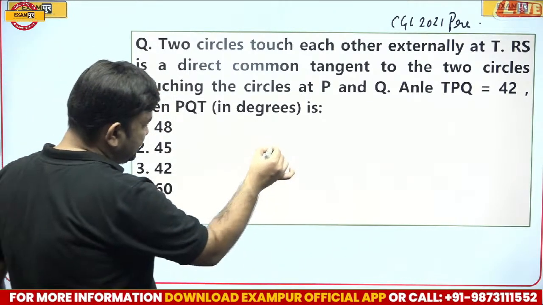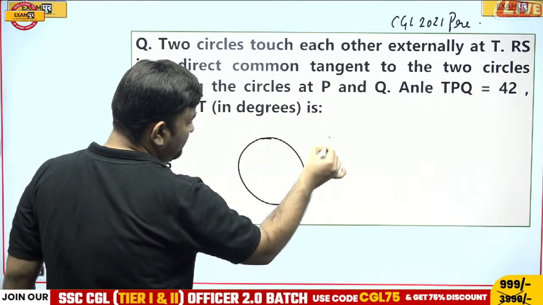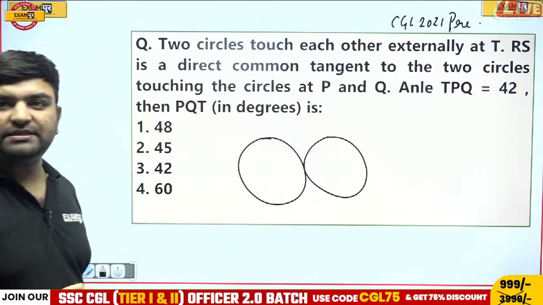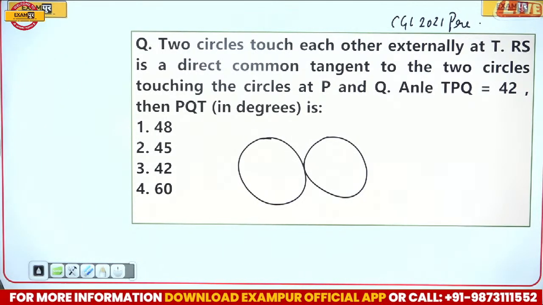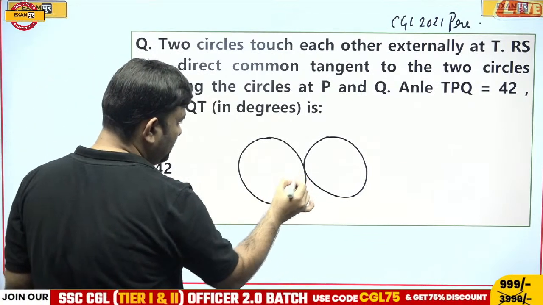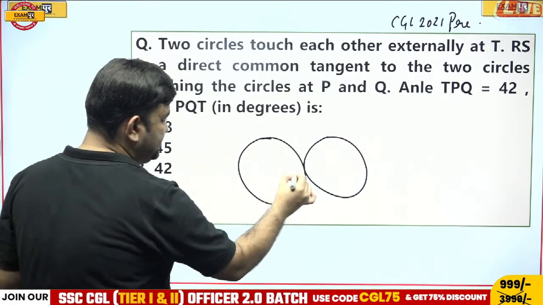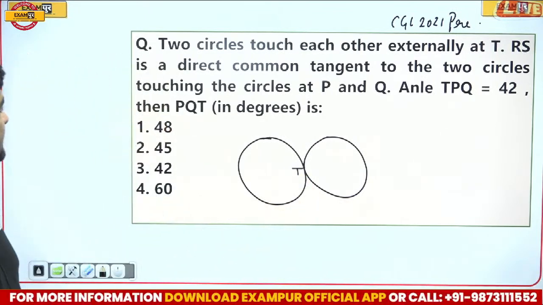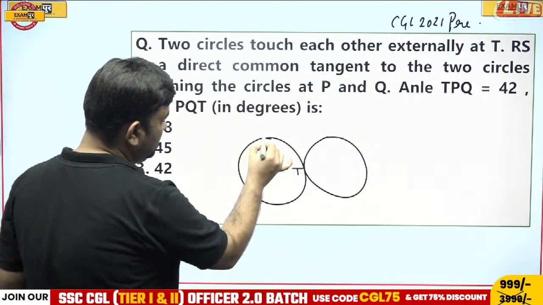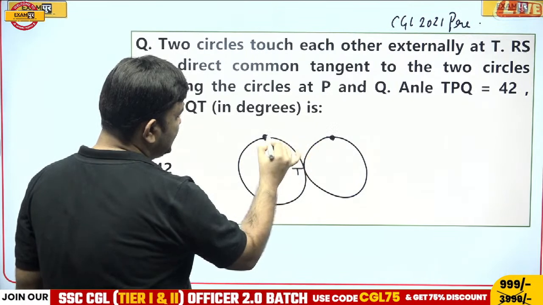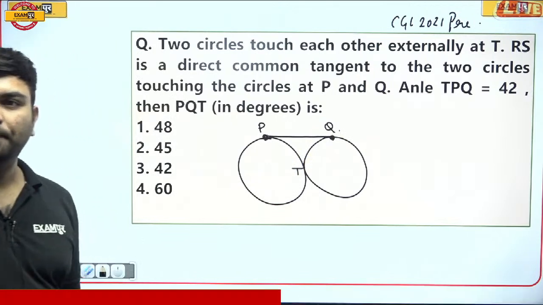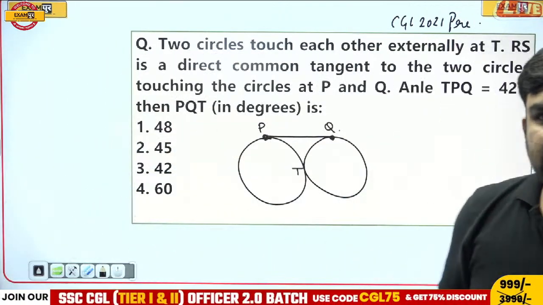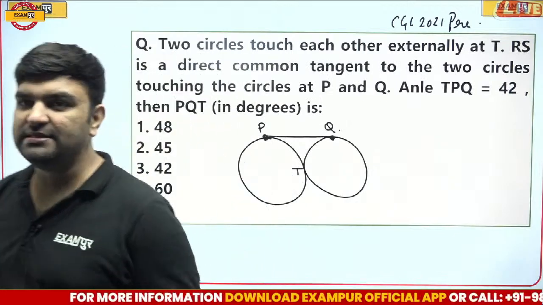Two circles touch each other externally at T. RS is a direct common tangent to the two circles, touching the circles at P and Q. So I would be very concisely taking it as PQ.